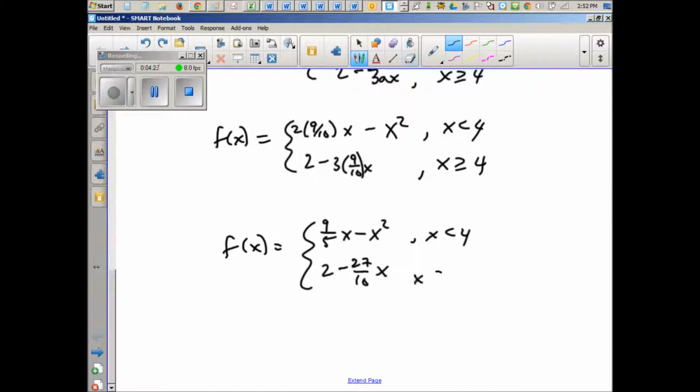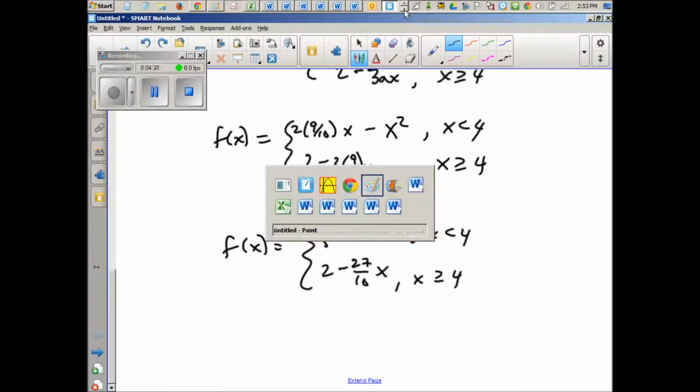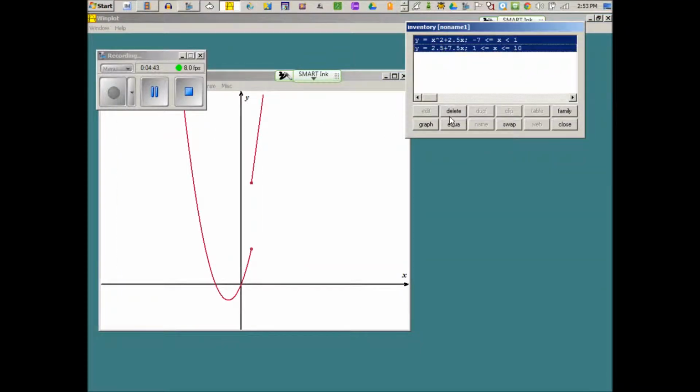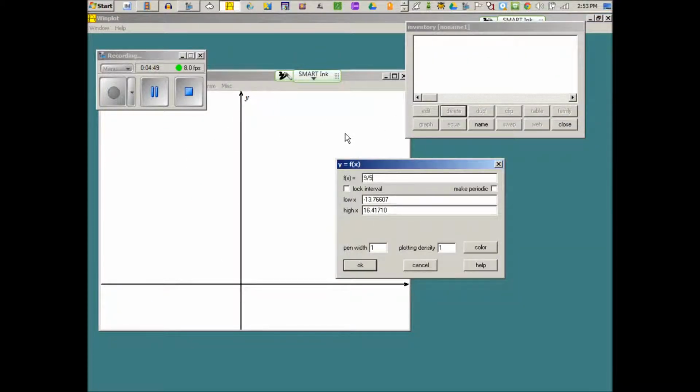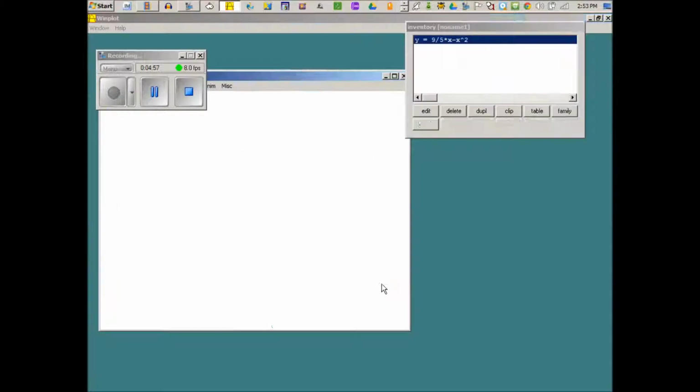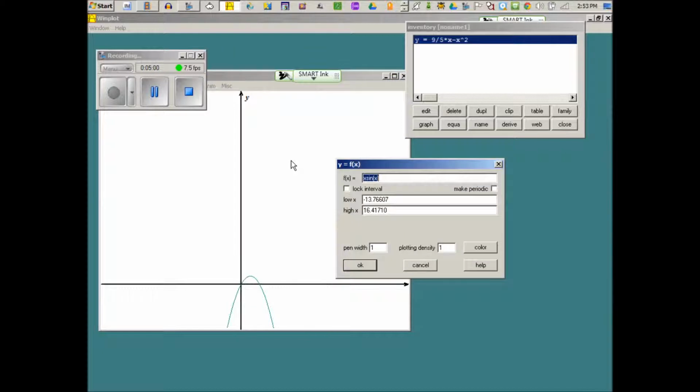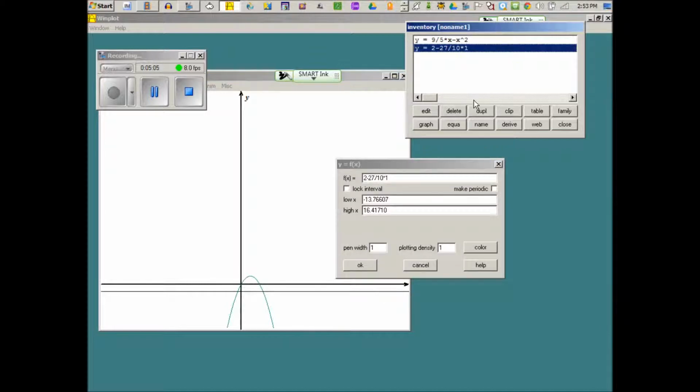Now it's kind of fun to graph these and see if they actually do match, okay? If they don't, we'll go back and look for our mistake. So we have 9/5 x minus x squared. Let's see here, where's my plotter? There it is. Let me delete these. Okay, so putting in new functions, we have 9/5 x minus x squared. There's that parabola. And then 2 minus 27/10 x. Oops. I put times 1, I meant to put times x.